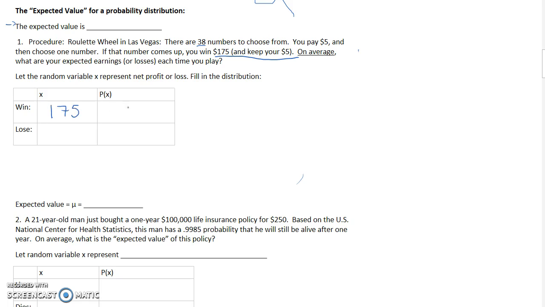And what's the probability that you win? I think we can figure this out. You're going to put money on one number, and there are 38 numbers to choose from. So the probability that your winning number comes up is 1 out of 38.